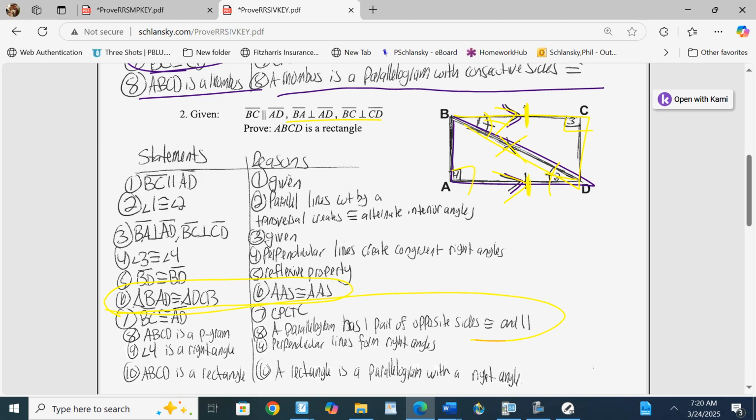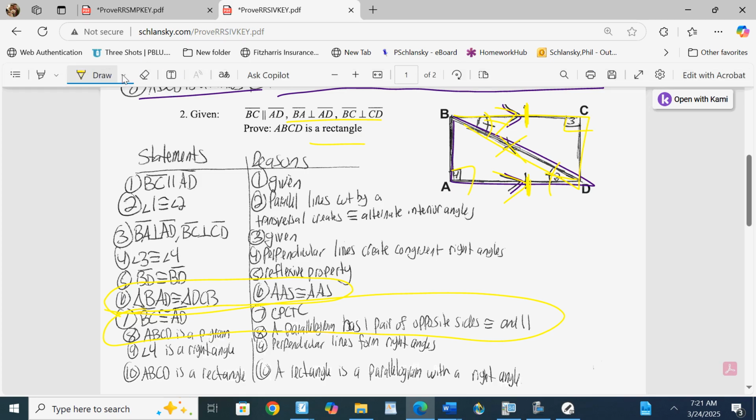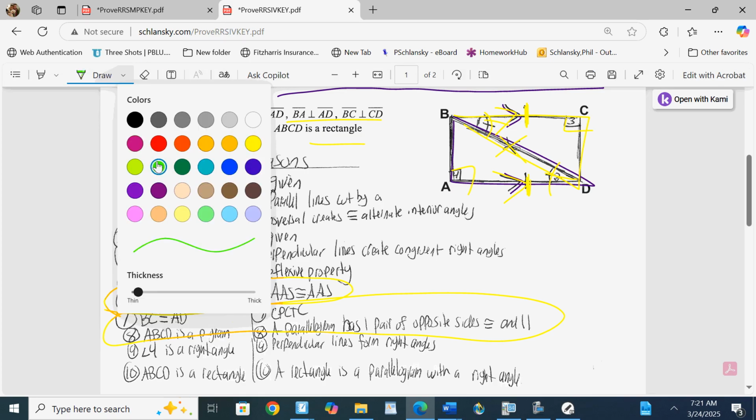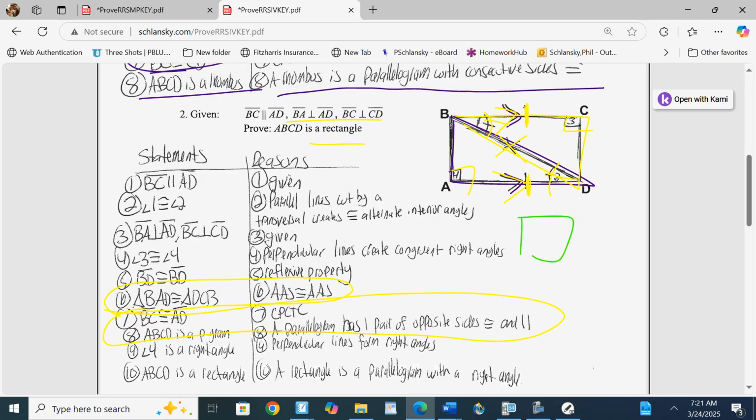So that's 7 and 8 here. I use CPCTC to get those pair of opposite sides congruent, which makes it a parallelogram. Now, for it to be a rectangle, I need one of the rectangle proofs, either congruent diagonals or a right angle. Well, I do see one diagonal, but I don't see both diagonals. So this one's out.